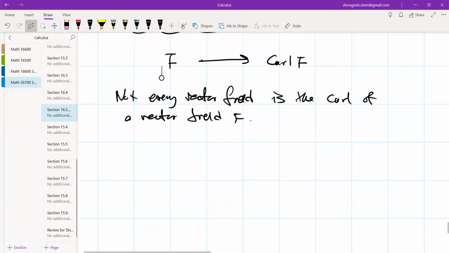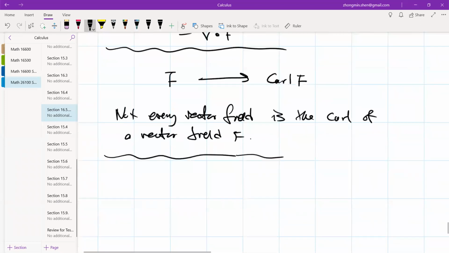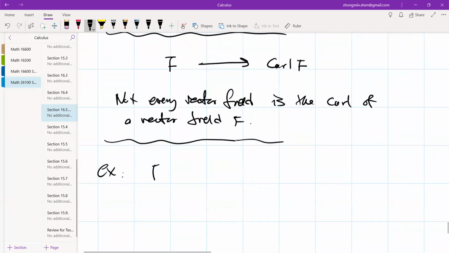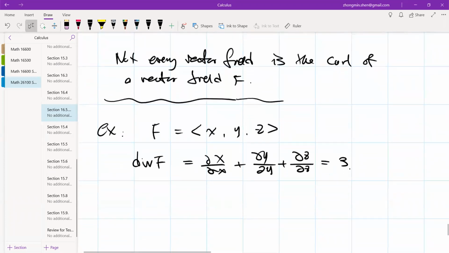I want to prove that later. So let's look at the divergence. Example: if the vector field is (X, Y, Z), then the divergence of the vector field is going to be 3. So it's constant. It's a number. The divergence of a vector field is a number.